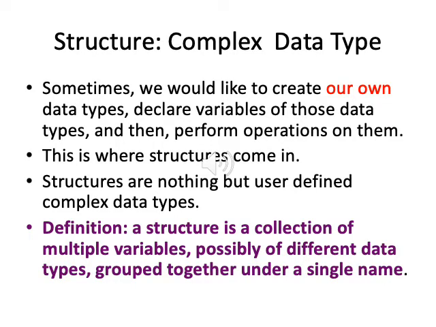So what is the need for structures? Sometimes we would like to create our own data types, declare variables of those data types, and then perform certain operations on them. So these complex data types essentially are called structures. As far as the definition is concerned, a structure is a collection of multiple variables, possibly of different data types, which are grouped together conveniently and appear under a single name.